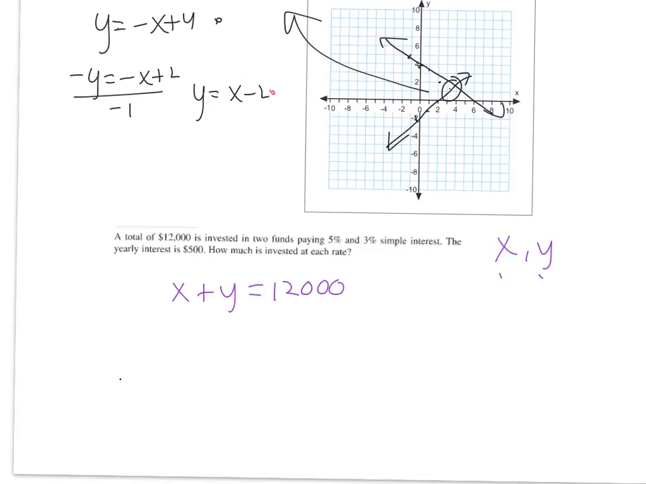Then from there, we can say I'm going to actually take 5% of my first fund and add it to 3% of my second fund to get my total interest of $500. Now it becomes a very standard equation. I'm going to have you take a second. You can choose to solve this by elimination or substitution, and pause the video and I'll have the answer for you in a second.